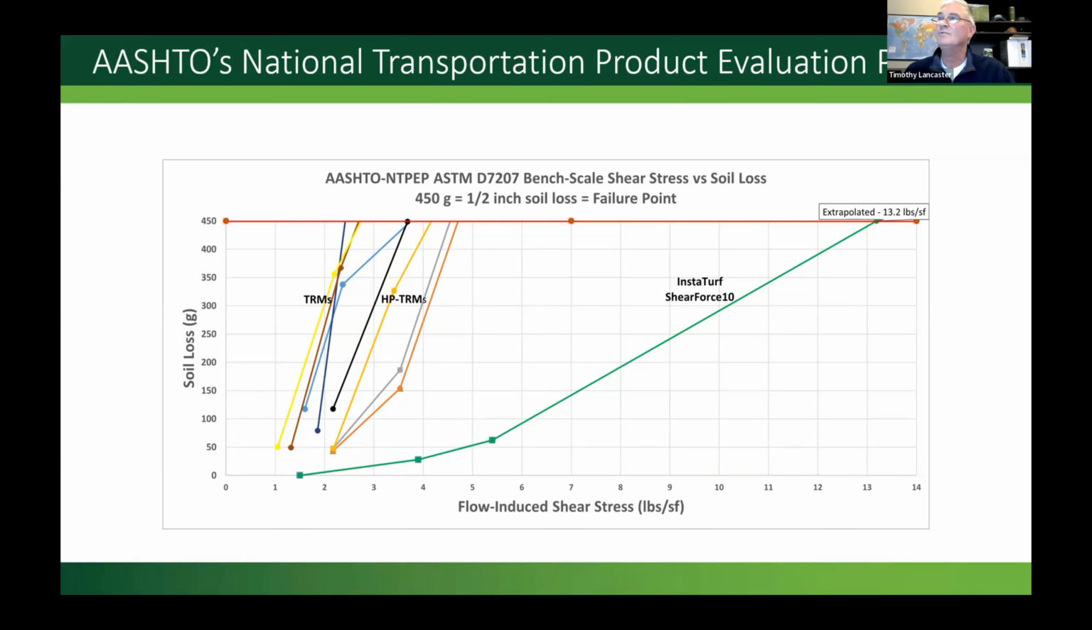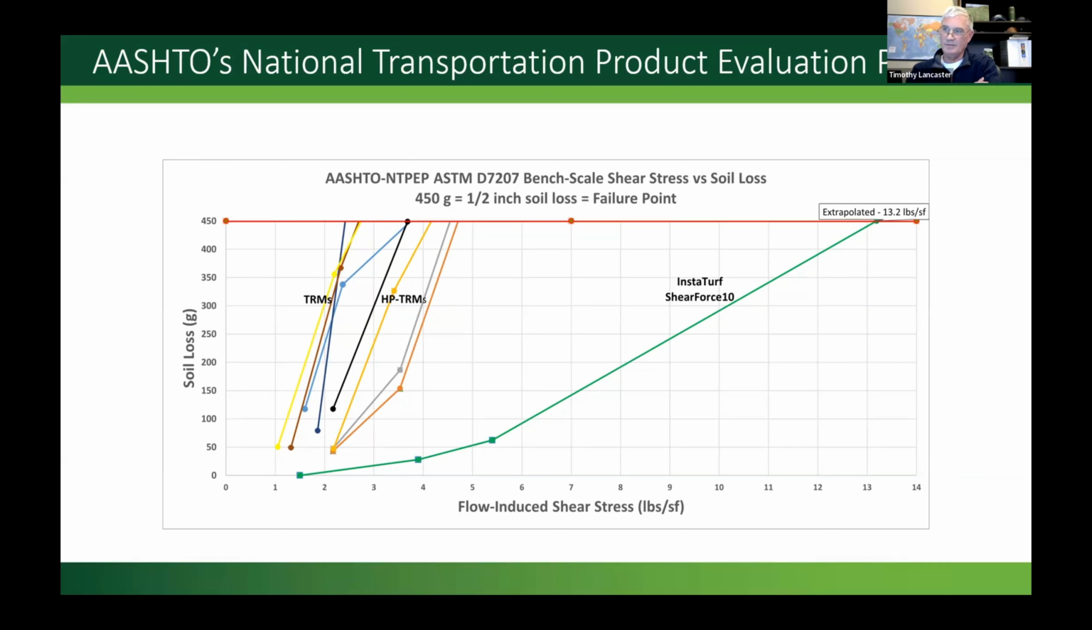And within this program, they use a bench scale test for shear stress, and it's the ASTM D7207. Here, once again, they're measuring soil loss at various levels of applied shear stress. And in this test, their soil loss failure point, once again, is a half-inch. They measured that in weight. 450 grams of soil is considered a half-inch of soil loss.